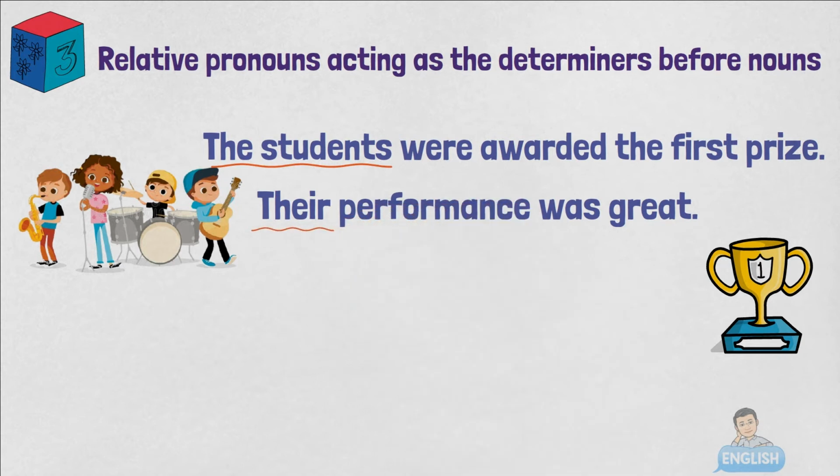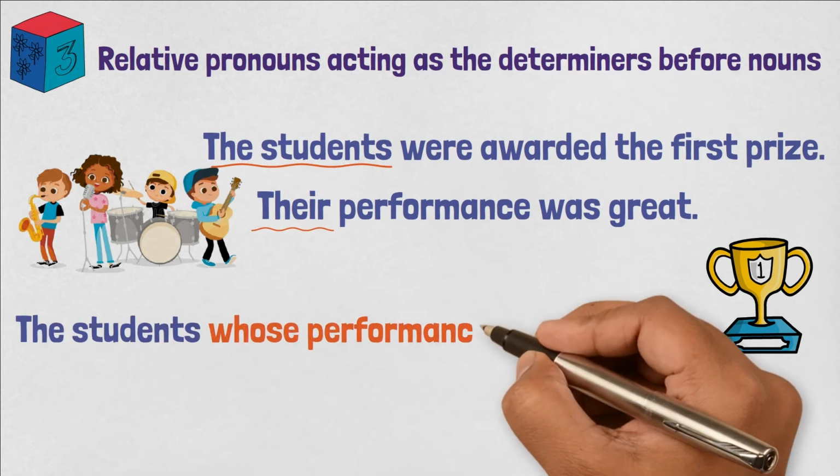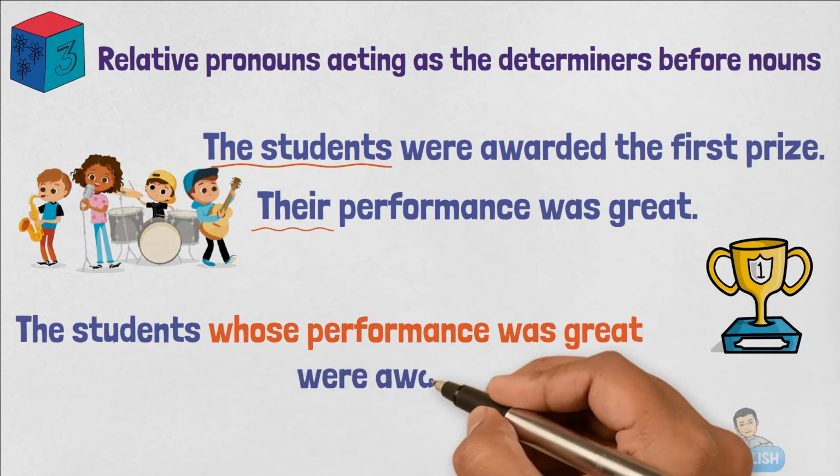the noun, students. Their in this clause is a determiner, or possessive adjective. So, the two sentences can be written as one, with a relative clause. The students whose performance was great were awarded the first prize.